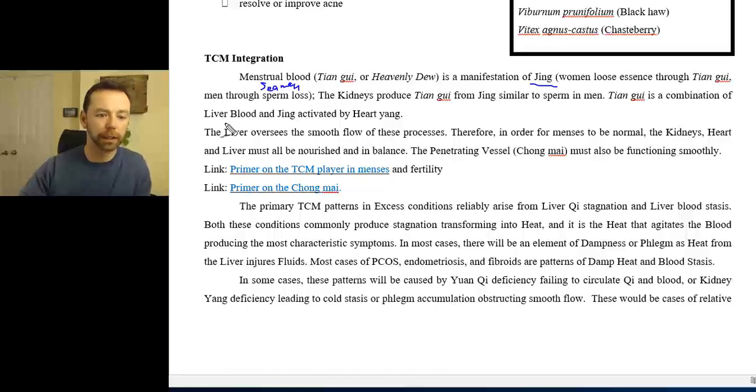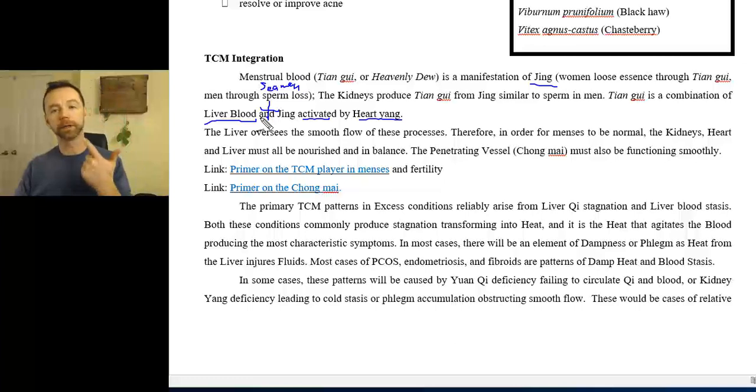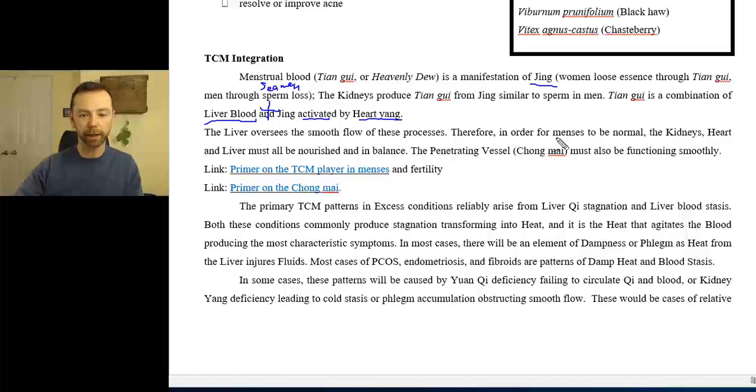Tiangui is a combination of liver blood plus Jing and activated by heart yang. So we've got the liver, the kidneys, and the heart that are all involved here. The liver's the boss. Anytime menses is not normal, then we know liver is involved. If menses is not normal, always think of the liver because the liver really coordinates. It is specific. It's not just blood. It's liver blood that is used to make our tiangui, the lining of the uterus. So the liver must be nourished and balanced. Those are different things. It must have enough blood to do its job.